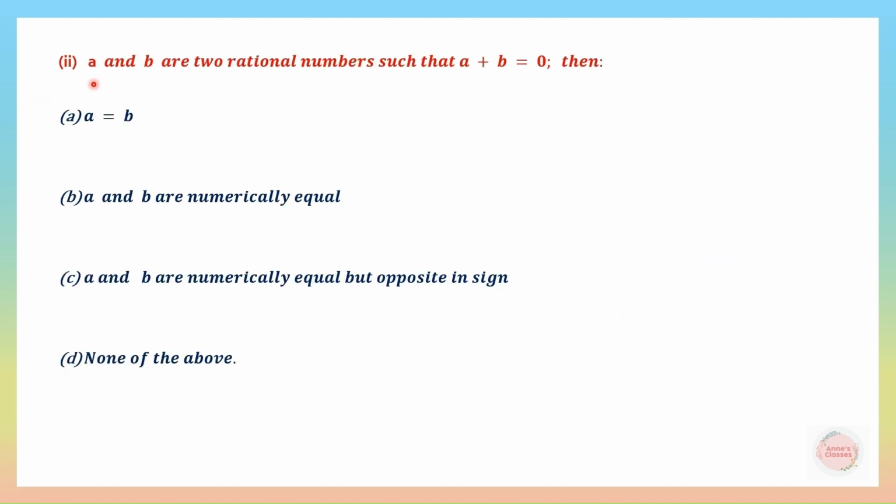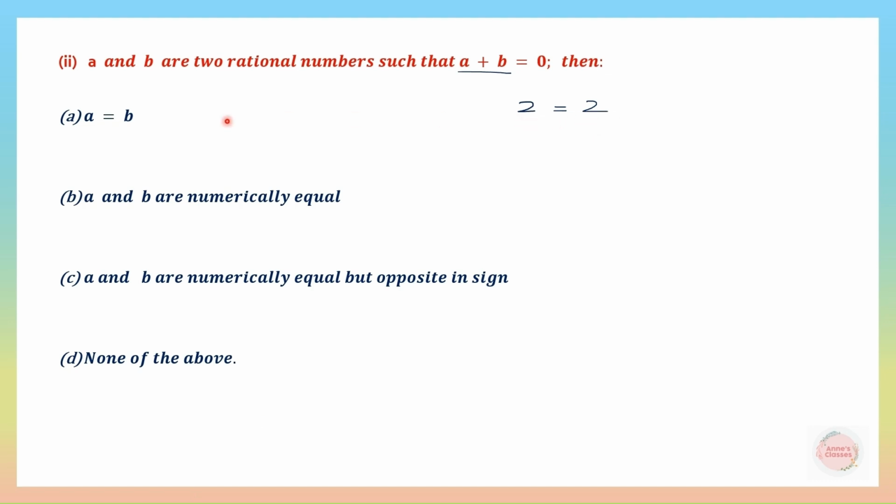Question 2. A and B are two rational numbers such that A plus B is equal to 0. Then, which of these options is correct? So let's start with the first option. A is equal to B. Okay, so that means let's take one number and see. Let's take A as 2, and if it says A is equal to B, that means B is also 2.